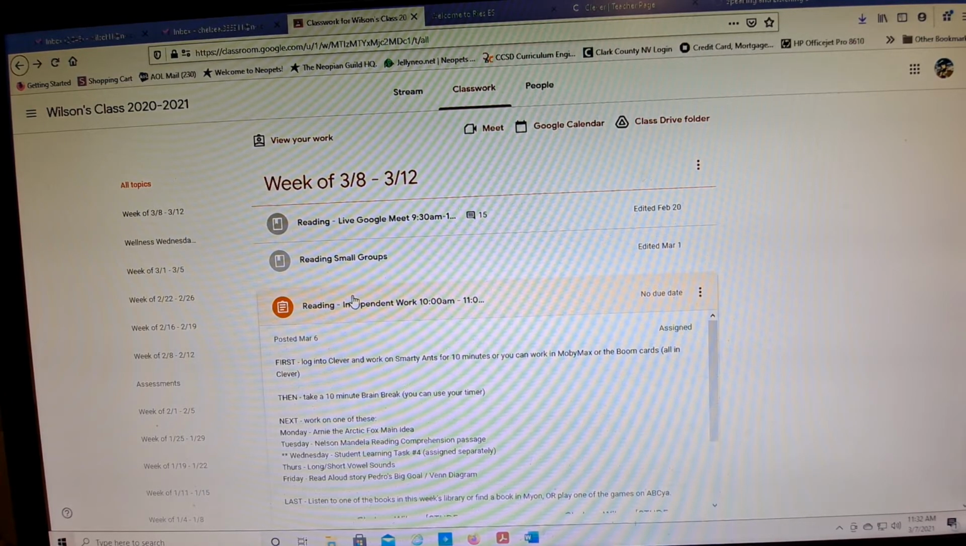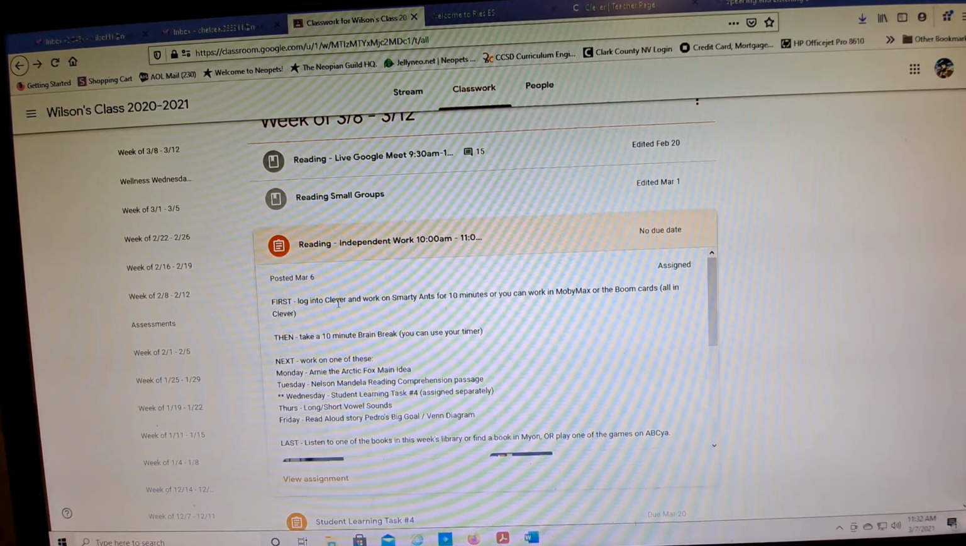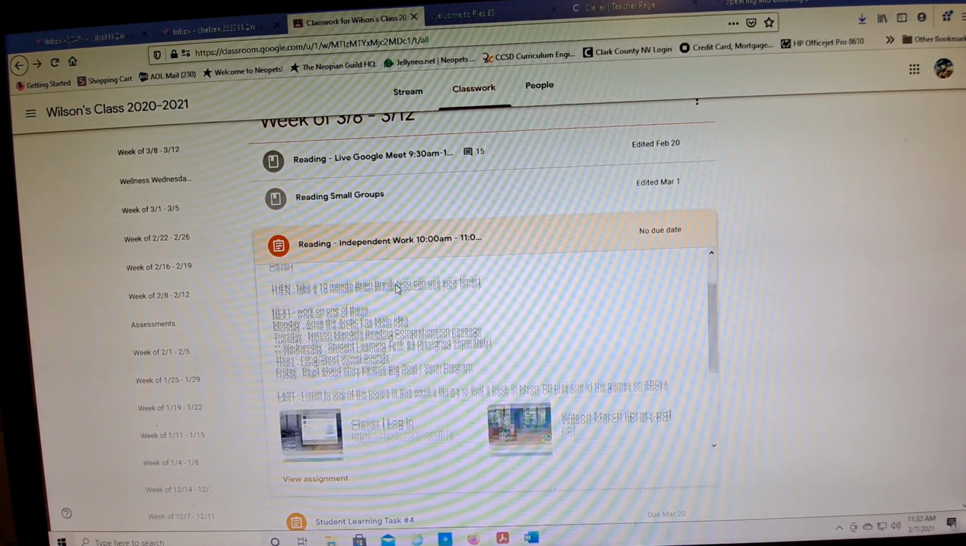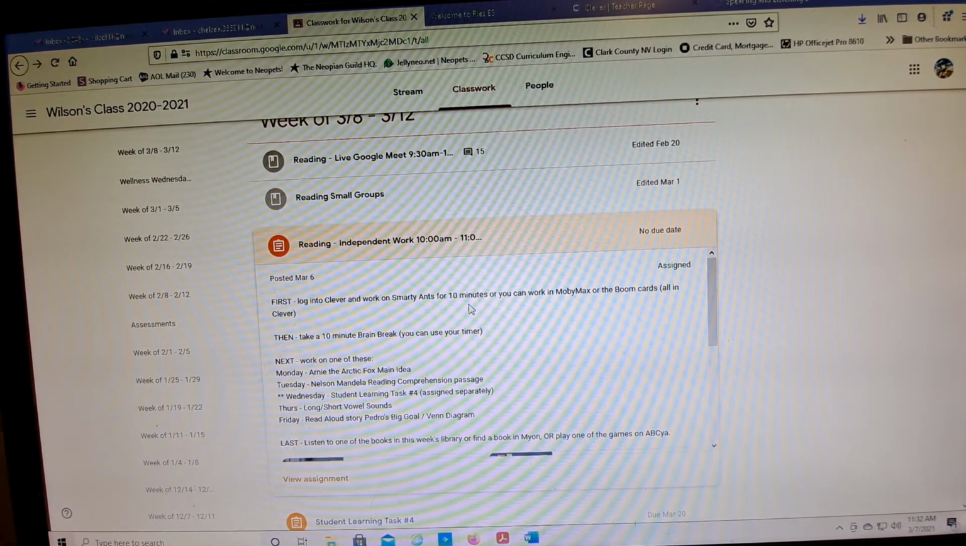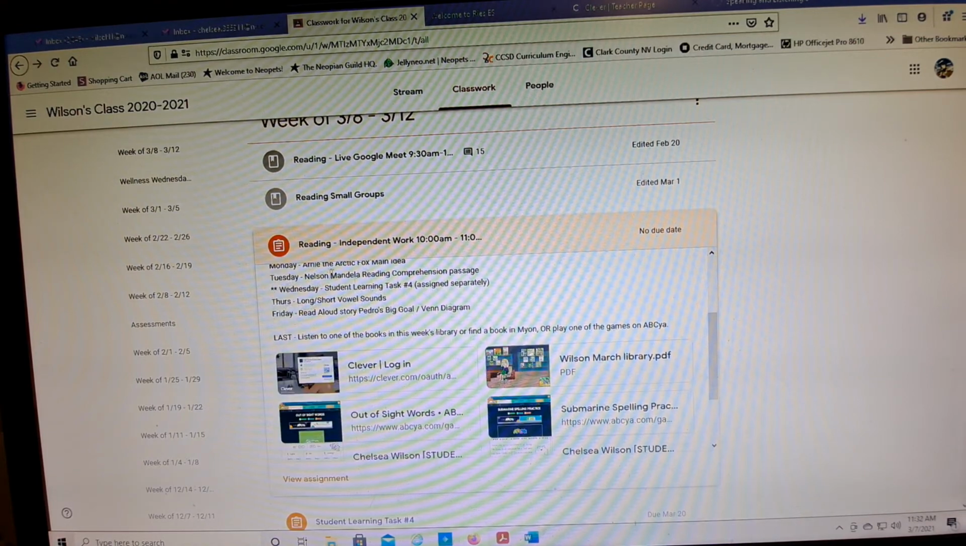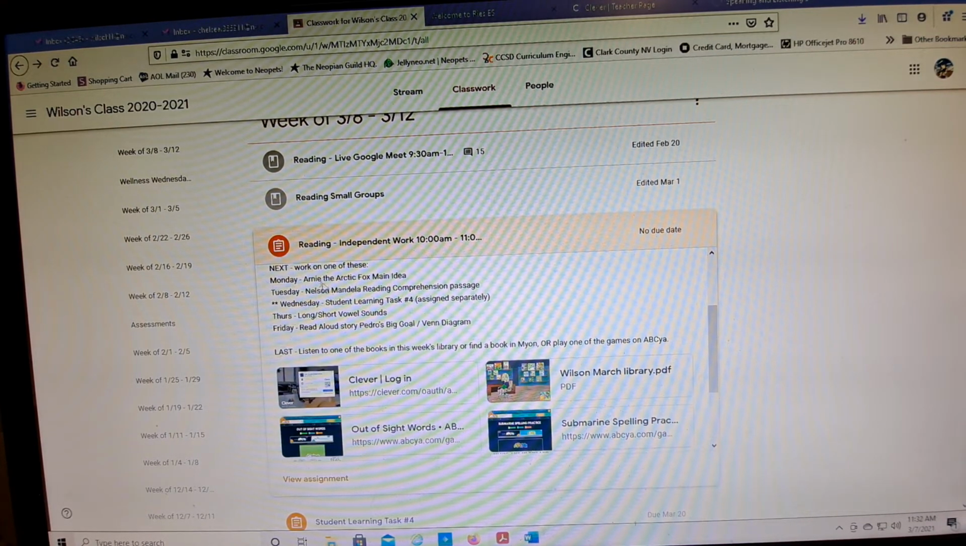So independent work this week, again, during their independent time, they log into Clever, work on Smarty Ants or MobyMax. There's Boom Cards, Brain Break, and then here is what we're doing for the week. Monday, we have a main idea passage. Tuesday, another reading comprehension this week on Nelson Mandela, which is pretty interesting. Wednesday, again, they're going to do the student learning task number 4. Thursday, we're going to look at long and short vowel sounds. And Friday, I'm going to read aloud a story called Peto's Big Goal.